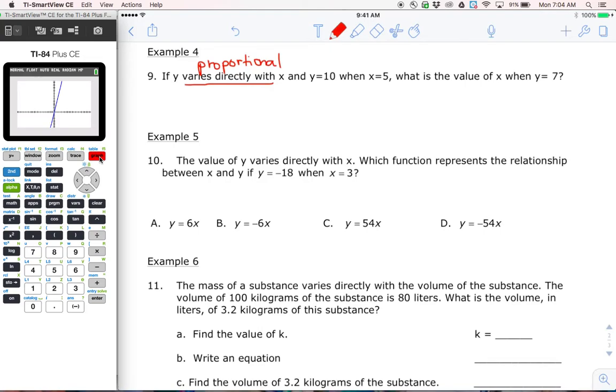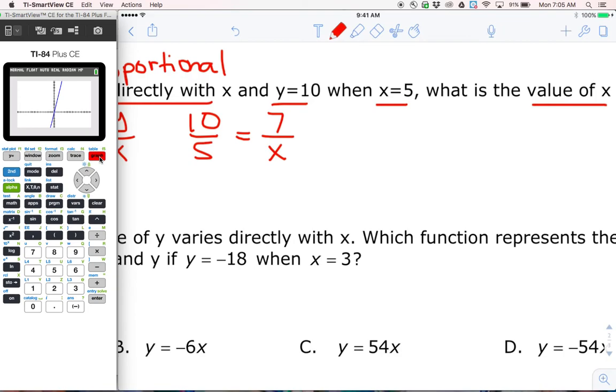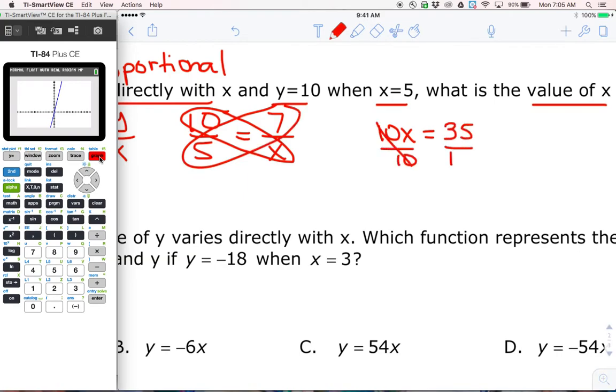Again, set up a proportion. Direct variation means everything's proportional. So I'm going to remember that it's always y over x, and I'm going to use these. All right, so 10 over 5 is equal to 7 over x, there's my proportion. I don't know x when y is 7. And at this point, all I have to do is solve pretty simply. I hope you remember we can just cross multiply here. So I've got 10x is equal to 7 times 5, which is 35, which means that x must be equal to 3.5.